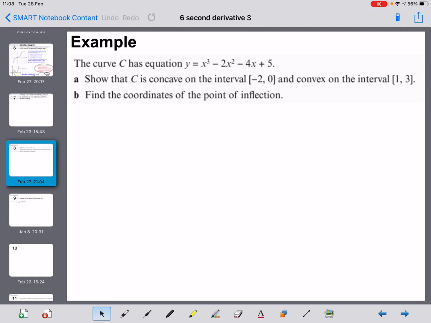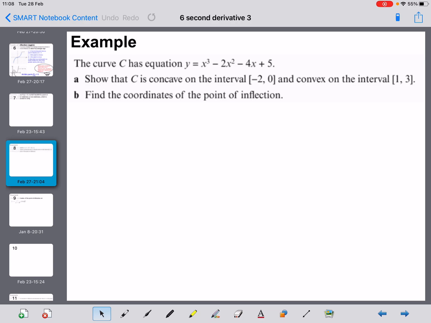Hi, this is the next video on points of inflection. So in the first video I talked about the fact that a point of inflection is defined as a point at which the graph changes from being concave, where the second derivative is less than or equal to 0, to being convex, where the second derivative is greater than or equal to 0, or vice versa.